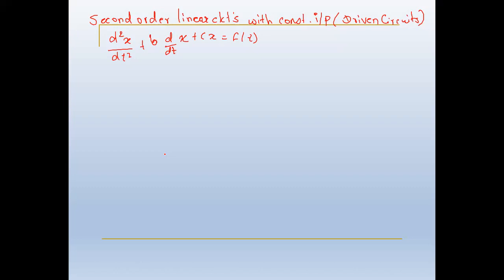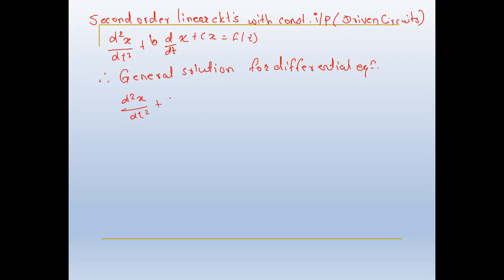So if f of t has some constant value, that means f of t is equal to f, and the solution can be easily obtained. Therefore, the general solution for the differential equation can be written as d square x by dt square plus b into dx by dt plus cx is equal to f.